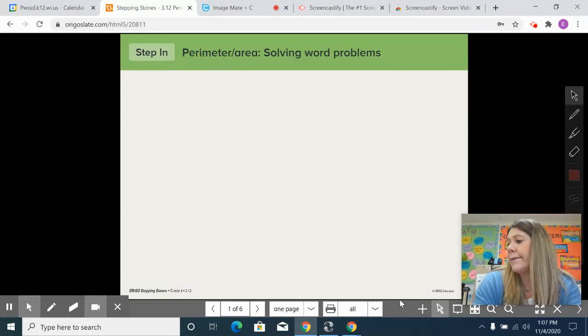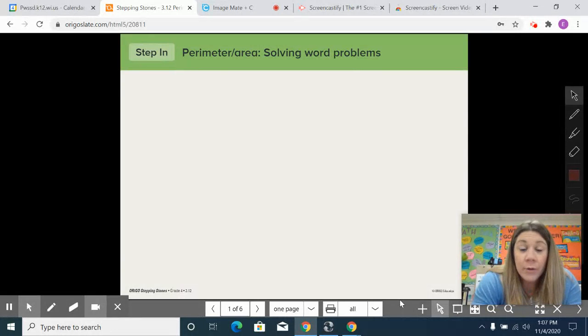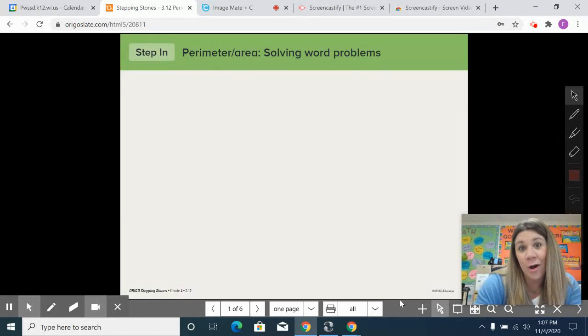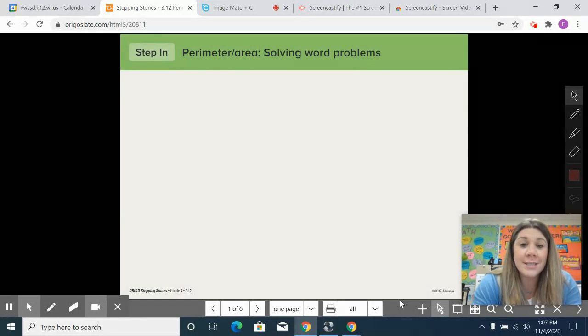Let's see. Another example of perimeter could be putting up a fence around a yard. So your backyard, and you want to put up a fence that goes around your entire backyard. How much fencing do you need? You'd have to know the perimeter of your backyard to know how much fencing. So today we're looking at story problems. Well, to best solve story problems, you have to know the difference between area and perimeter.